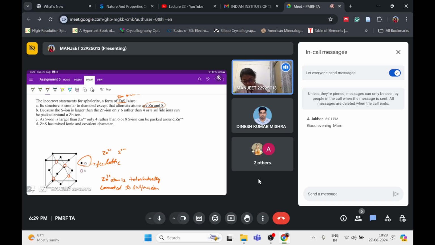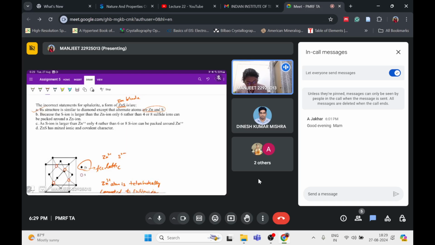Its structure is more or less like the diamond one. In the B part, it is said that because the S ion is larger than the zinc ion, only 6 rather than 4 or 8 sulfide ions can be packed around the zinc ion. Is it true? My sulfur ion is greater than my zinc ion, but only 6 rather than 4 sulfur ions?